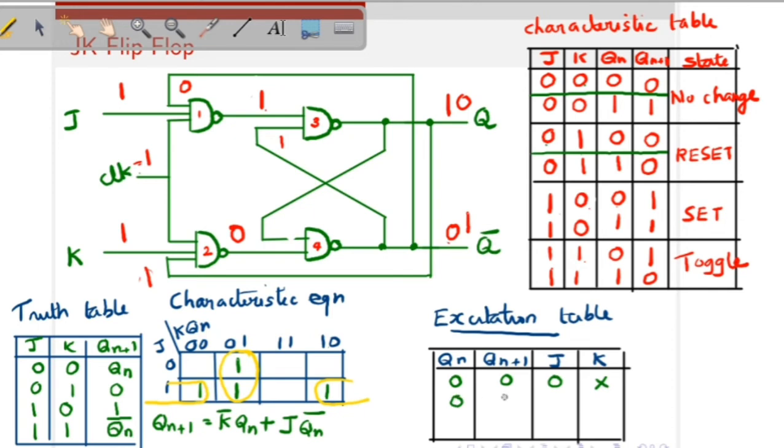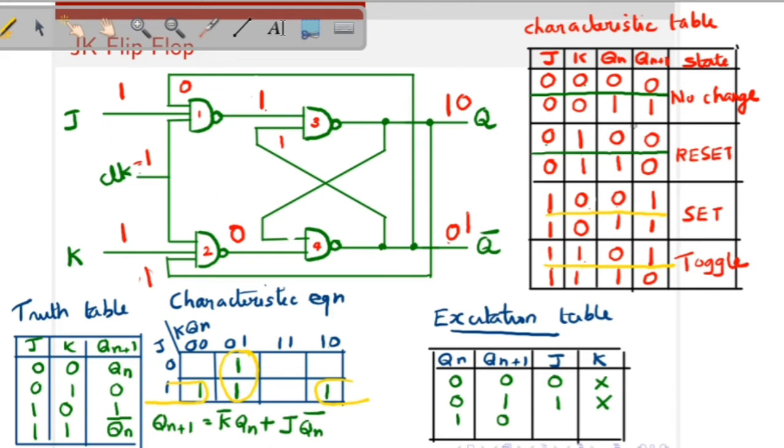Next condition is 0 1. Here Qn is equal to 0 and Qn plus 1 is equal to 1. This one also has Qn equal to 0 and Qn plus 1 equal to 1. So for that, J is equal to 1 and K is equal to 0 or 1. That means J is equal to 1 and K is a don't care, right? Then next take the condition 1 0.